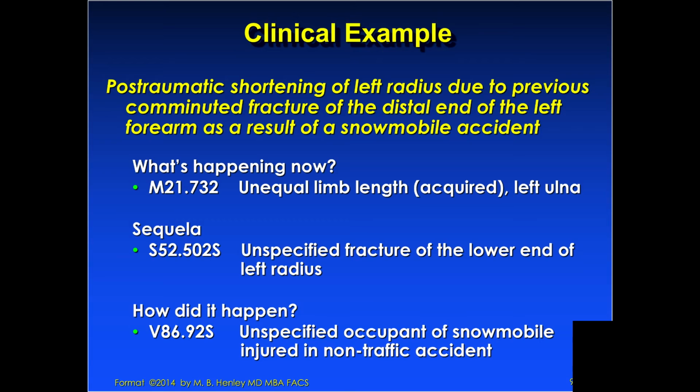Post-traumatic shortening of the left radius due to previous comminuted fracture at the distal end of the left forearm as a result of a snowmobile accident. So Doug, what's happening now? You have unequal limb length, which is acquired, M21.732. This is not an acute injury. It's in the M chapter, meaning it's a musculoskeletal condition. It's a sequela of an unspecified fracture of the lower end of the left radius, S52.502S, the S denoting the sequela.